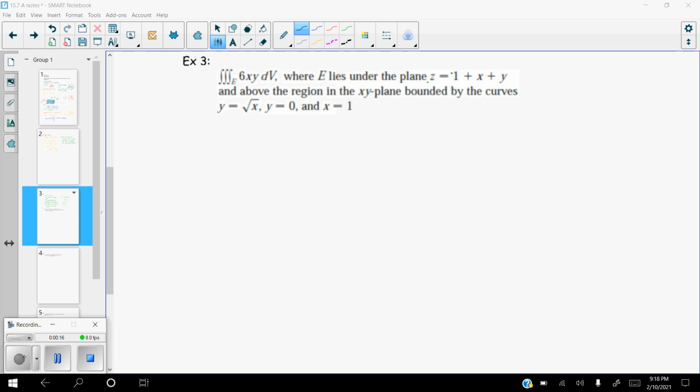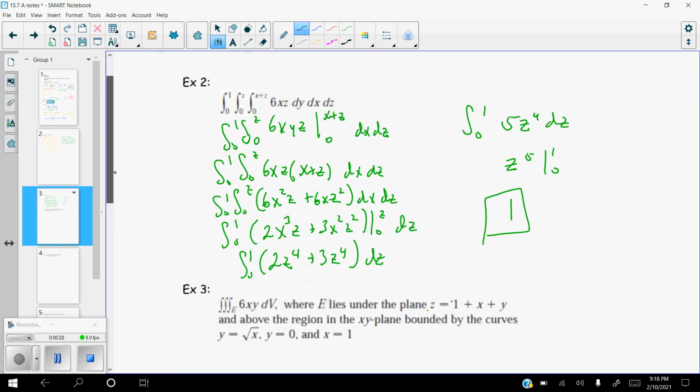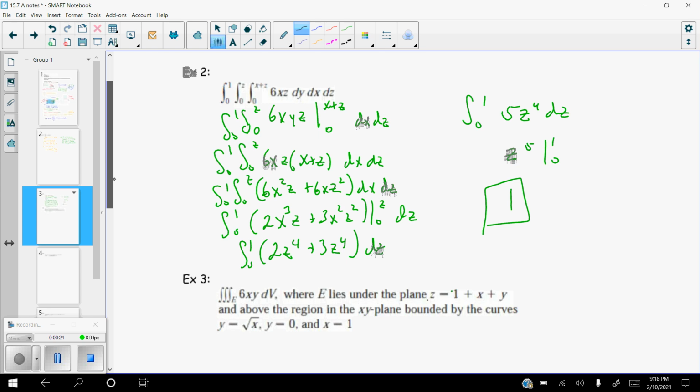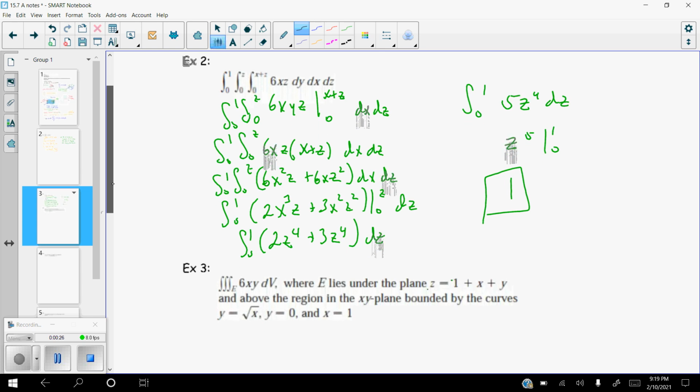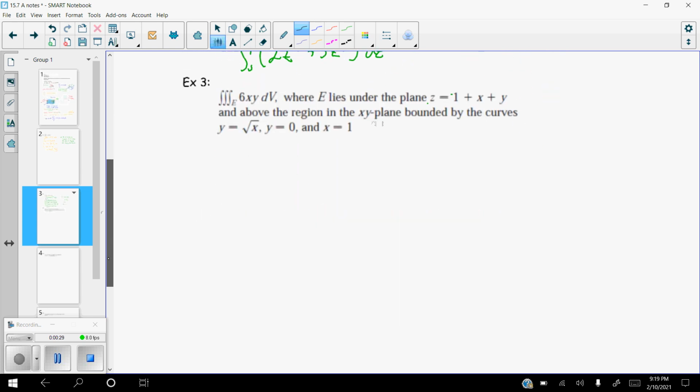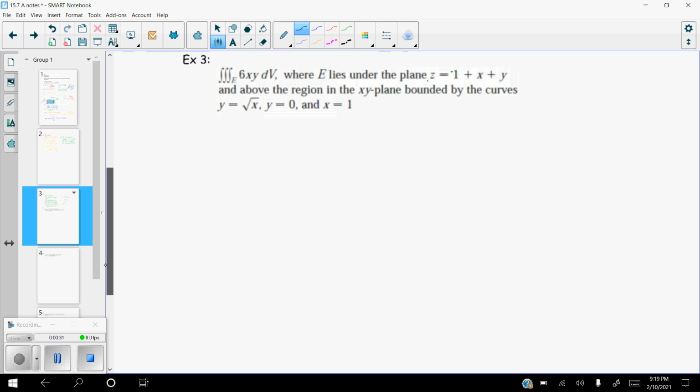The only difference was they gave us the order that they wanted us to do the integrals in. As a matter of fact, we can scroll back up here and see that it was dy, dx, dz, and they also gave us the bounds. They didn't exactly give us that in this case. We've got enough information to figure it out, but now we have to do a little bit of work.